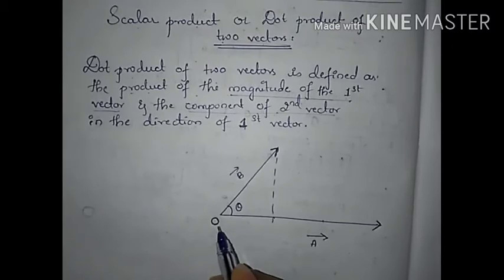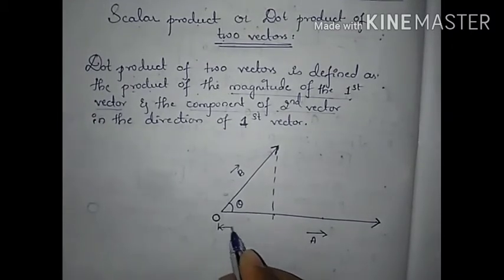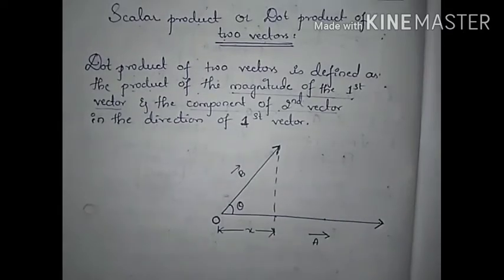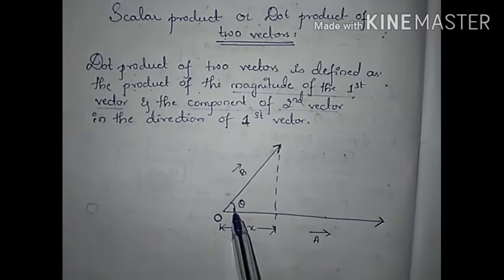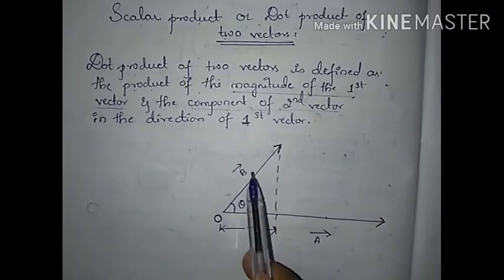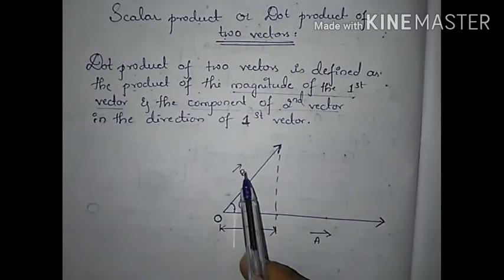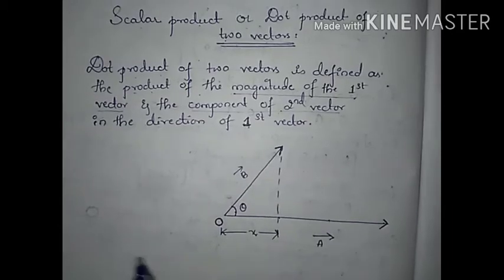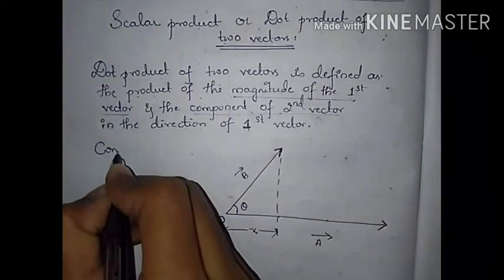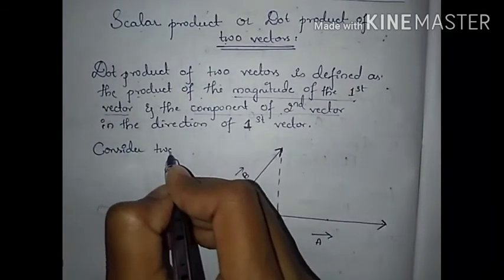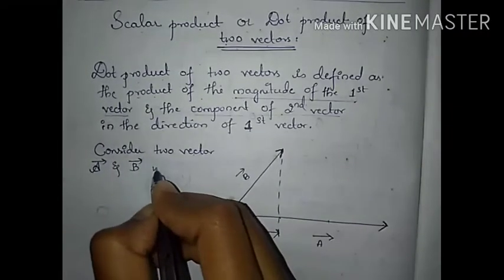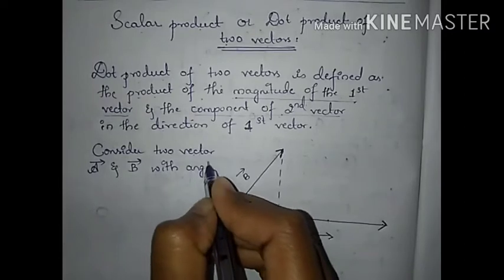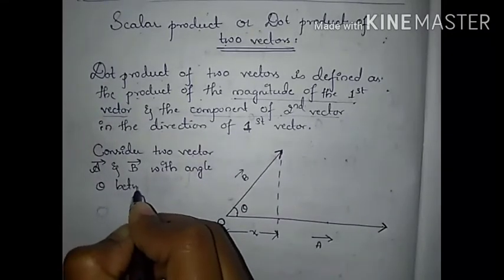Now let's suppose this distance from here to here is x. Then what is the value of x? How do we find the value of x? If you take cos theta, it will be x by B, and x will be B cos theta. I'll write the same thing here. Consider two vectors A and B with angle theta between them.